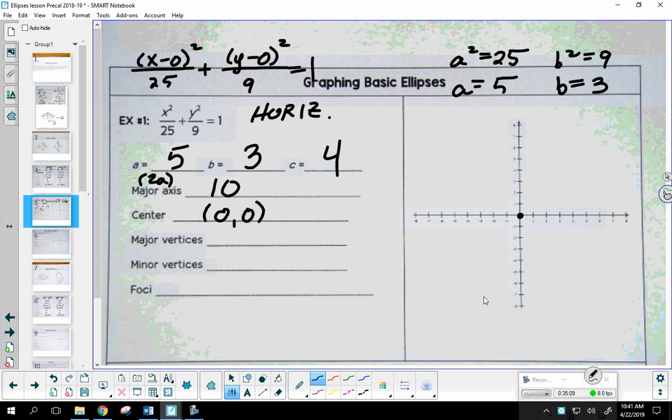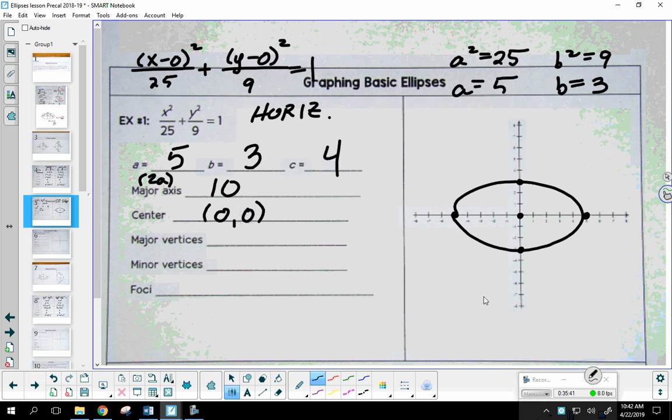Now, because the major axis is horizontal, I'm going to go left and right A units, so 5 units. So 1, 2, 3, 4, 5 right, 1, 2, 3, 4, 5 left. And then how far up and down am I going to go? Yeah, because that's B, that's always associated with the minor axis. So I'm going to go up 3, down 3, and then just like a circle, I'm going to use those 4 points to hopefully draw something that looks like an ellipse, and not basically egg-shaped.